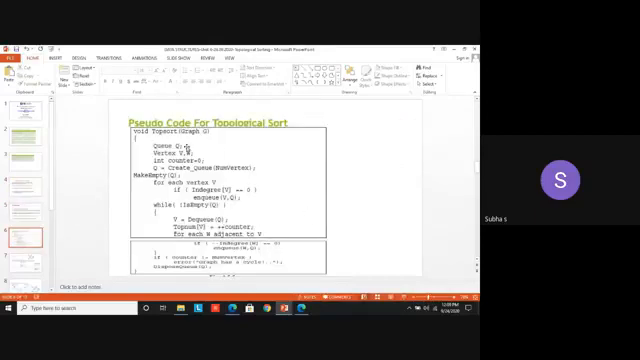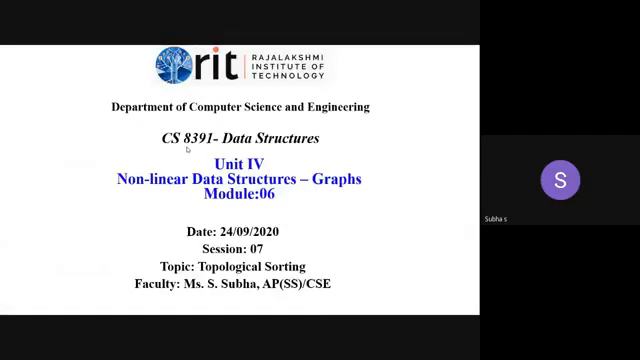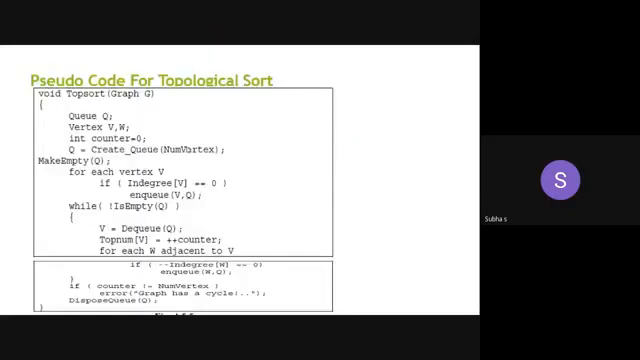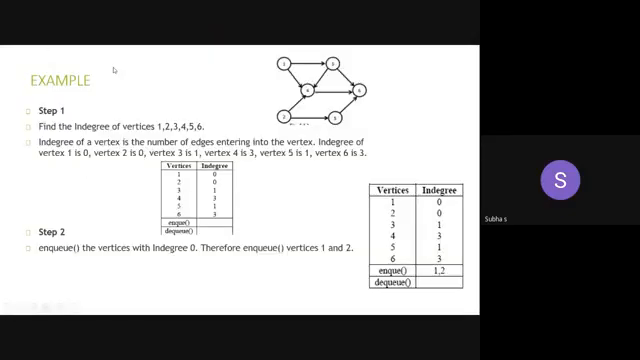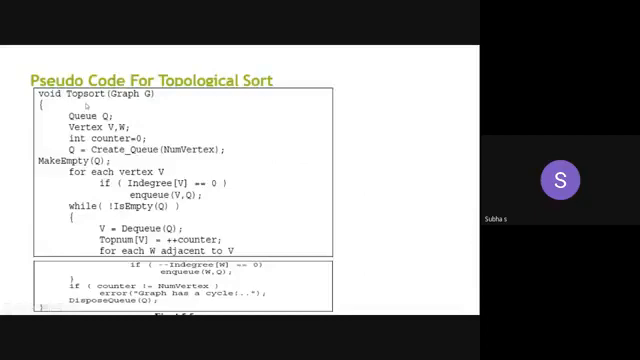So this is the pseudocode. Just look at it, you will be clear with this. You are having the function topological sorting. You are initializing a queue. You are having two vertices V and W. Initially, you are making one variable counter as 0, because for each time you have to increment the counter. Q equal to create queue of num vertex. Number of vertices you have to make.